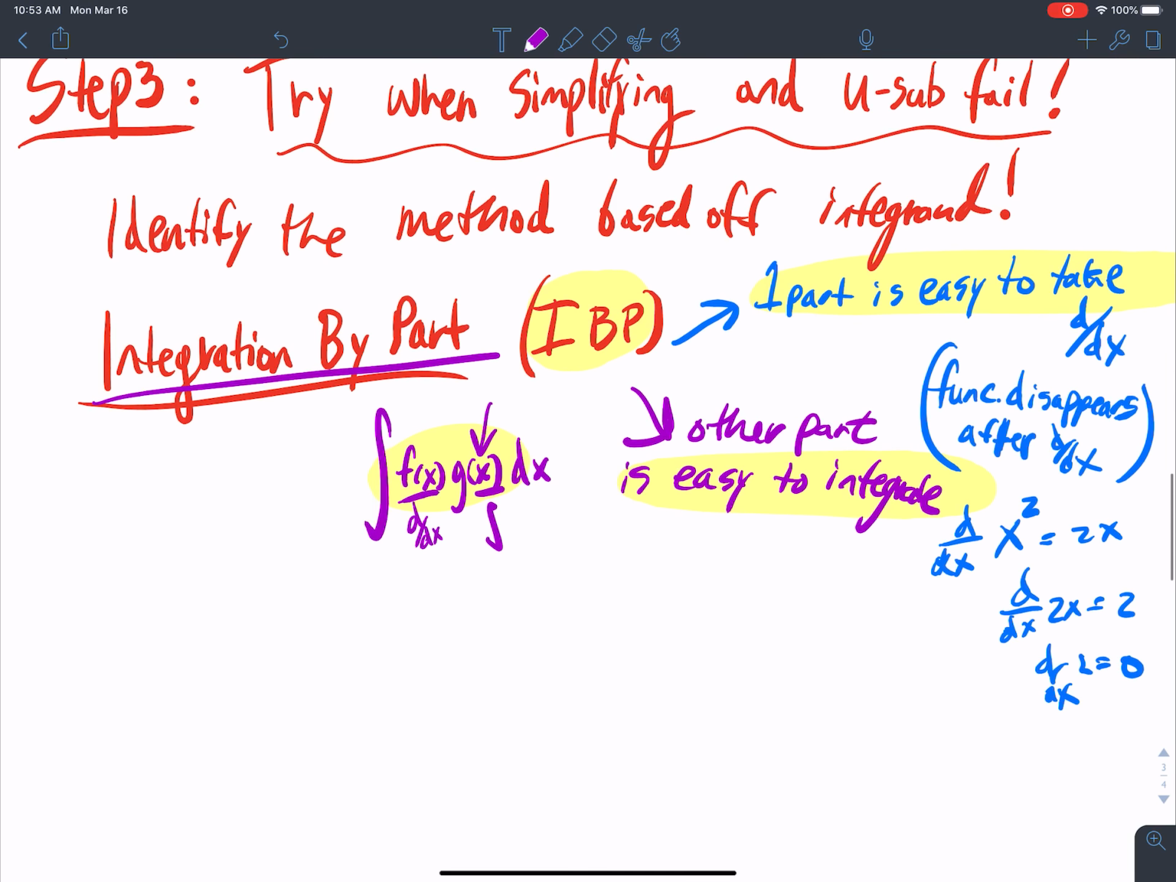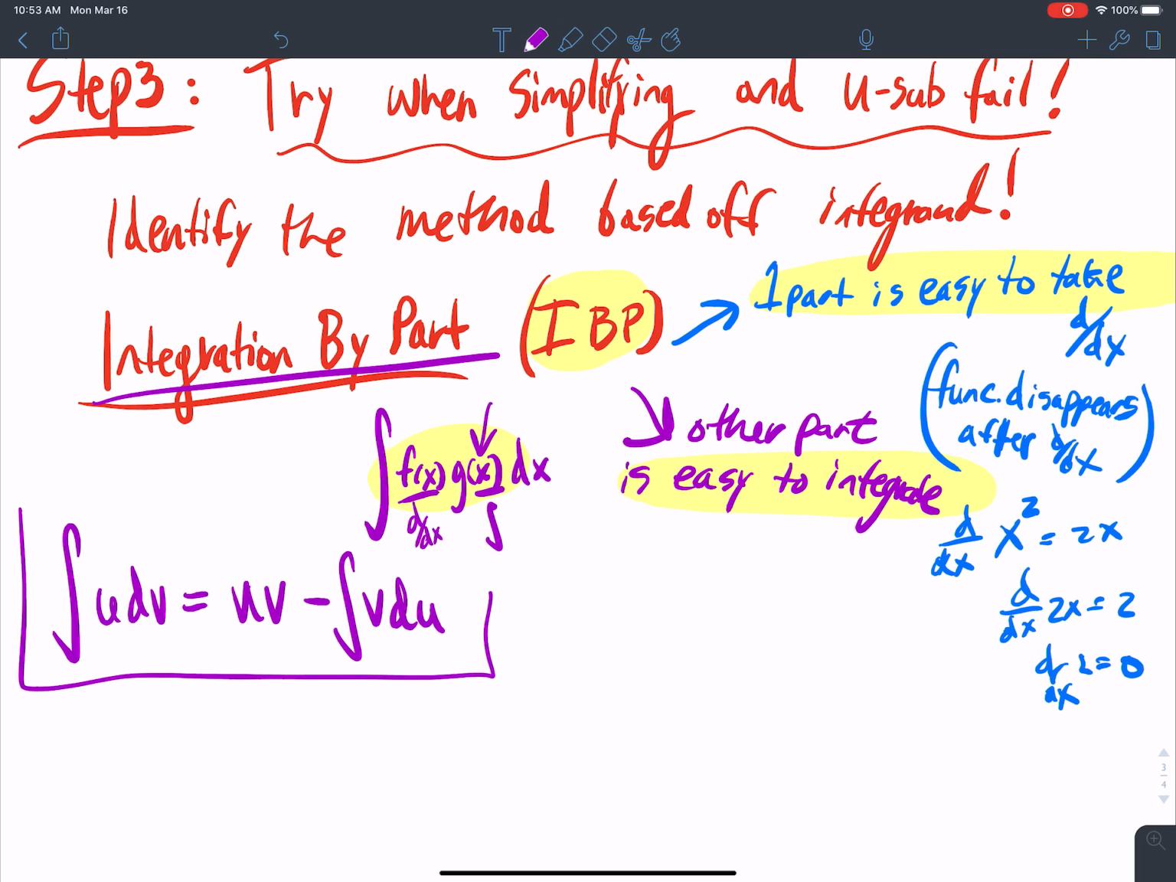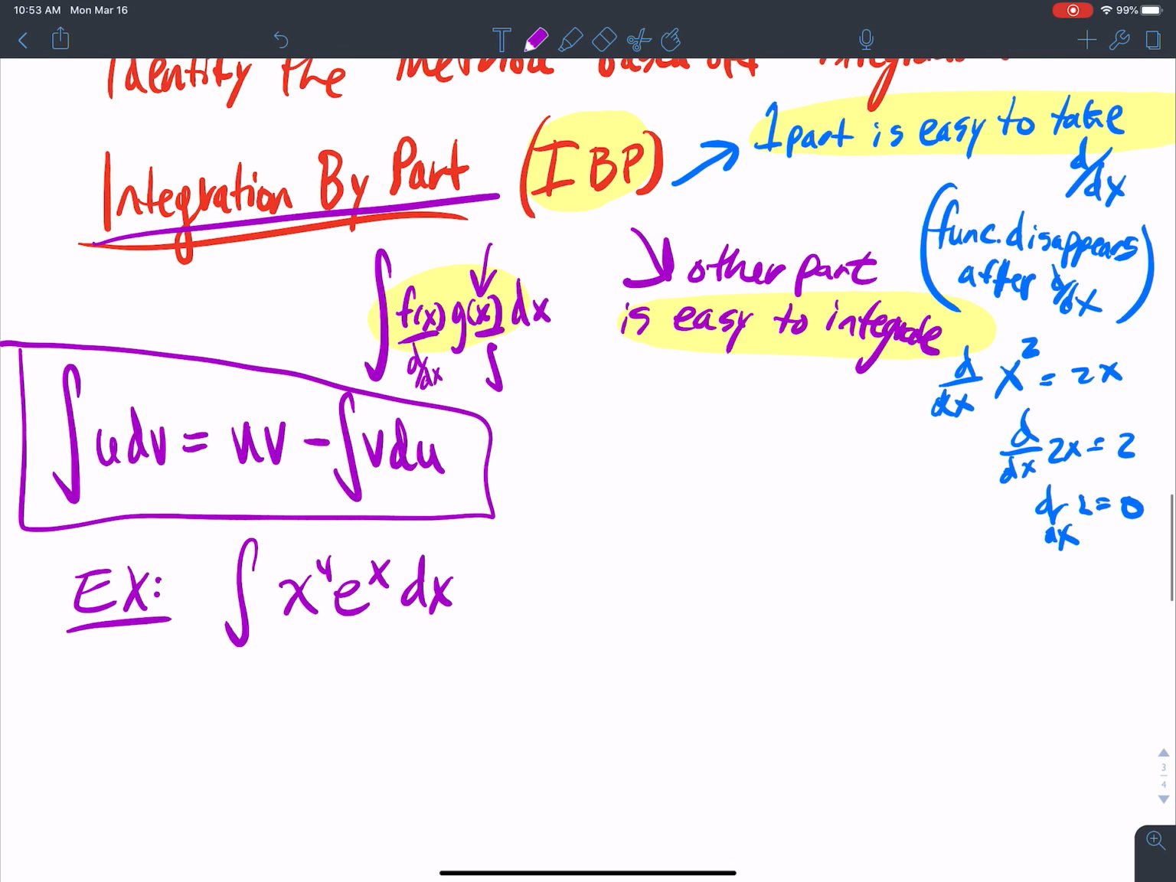So just to refresh your memory, integral u dv is equal to uv minus integral v du. Okay, this is the formula. Remember, integral u dv equals uv minus integral v du, right? So let's try out an example. Okay, integral x to the 4th e to the x dx. All right, what does this look like?